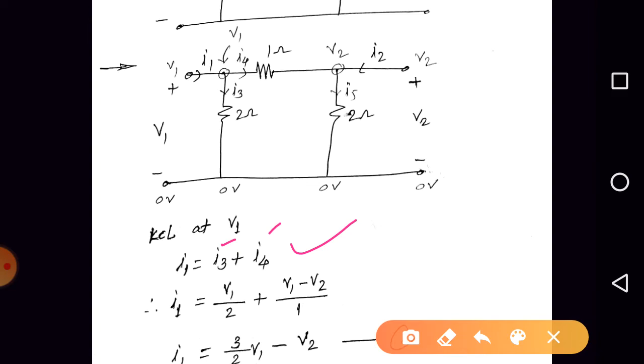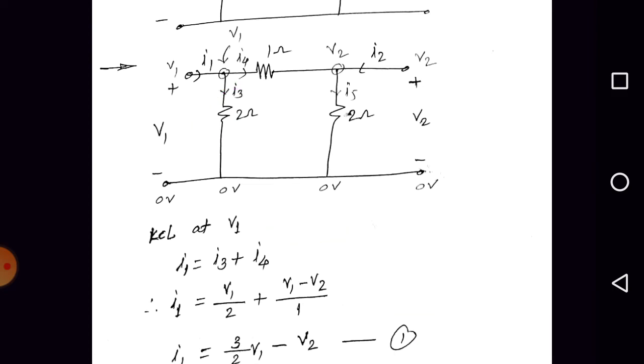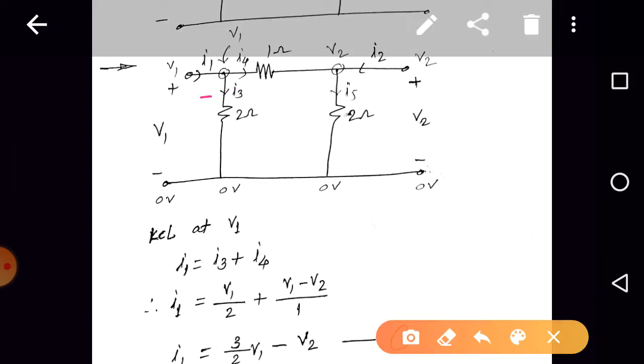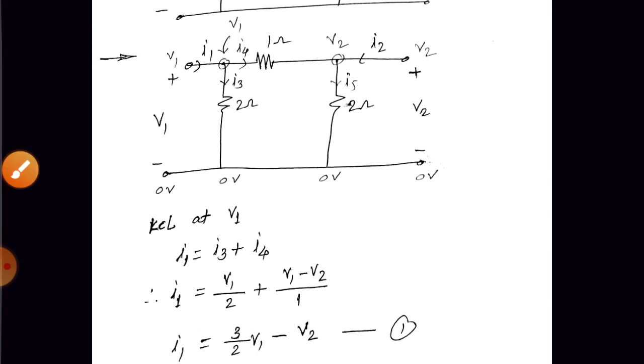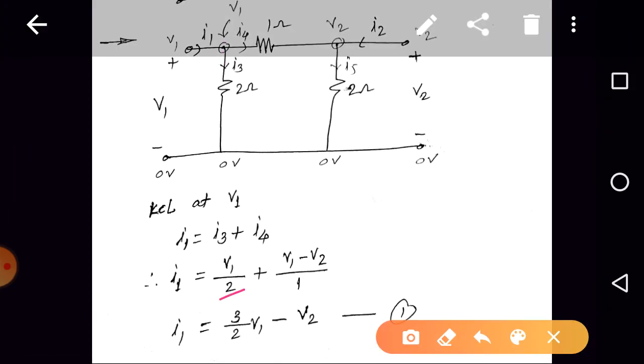So with the help of Ohm's law, can we write the expression for I3? Yes, the current in the 2 ohm resistor is I3, and its direction is downward. As we know, current always flows from higher potential to lower potential, so here it should be plus, here it should be minus. The potential at the plus terminal is V1 and at the minus terminal it is 0. So the potential difference is V1 minus 0, which equals 2 into I3. So I3 is equal to V1 by 2.